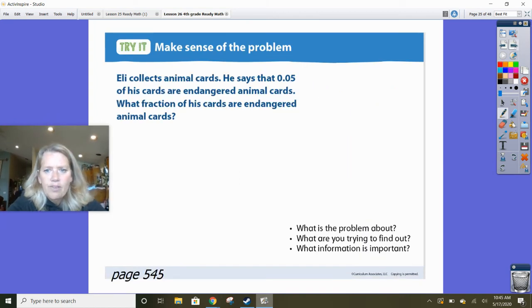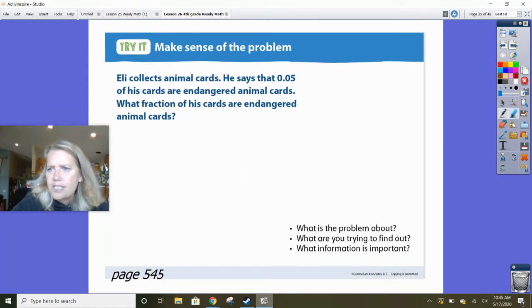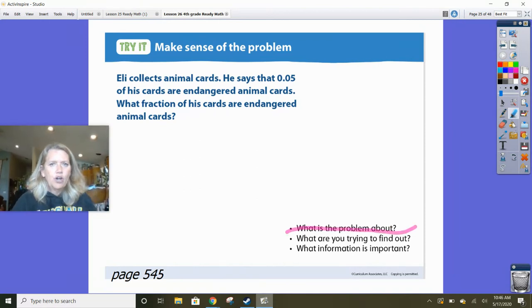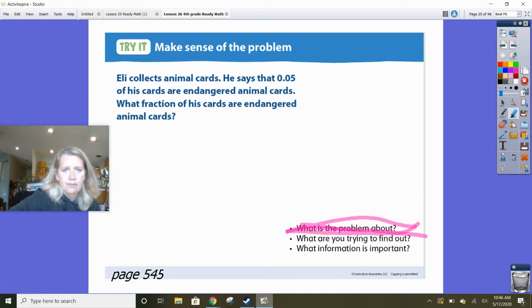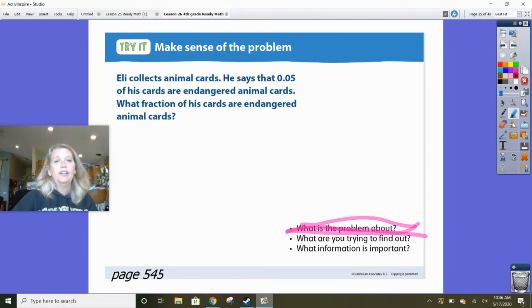Next thing, we've got Eli. Our first read is going to be, what's the problem about? Eli collects animal cards. He says that 0 and 5 hundredths of his cards are endangered animal cards. What fraction of his cards are endangered animal cards? So the problem is about what? What do you say, Reagan? I agree. Eli's collecting animal cards. It's about cards. Some of them are endangered.